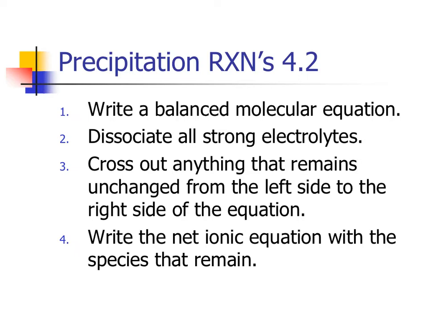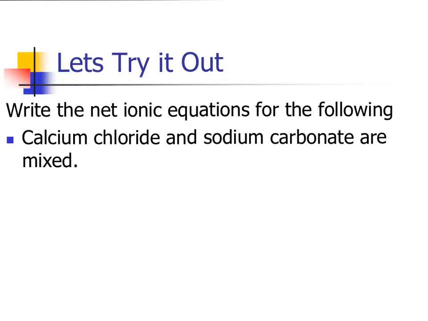Following these steps should give you a pretty step-by-step approach, but let's go over a couple of examples. So we're asked to write the net ionic equation for the following: calcium chloride and sodium carbonate are mixed. And so what does that mean for us? Well, calcium chloride is going to be soluble, sodium carbonate is also going to be soluble. So I'll need to split them up right off the bat, and it'll make life a little bit easier for us if we do that.